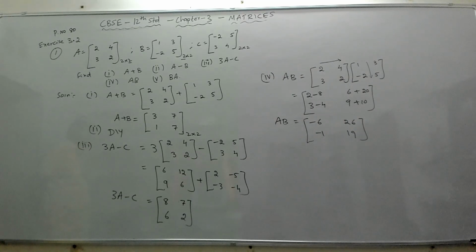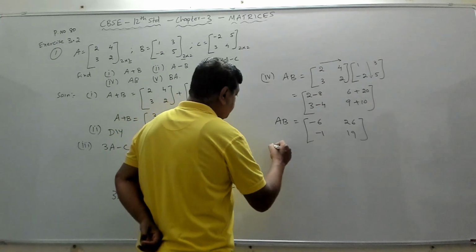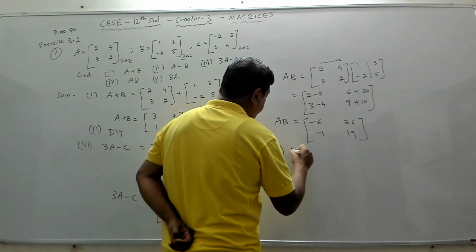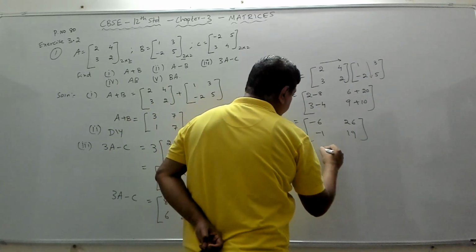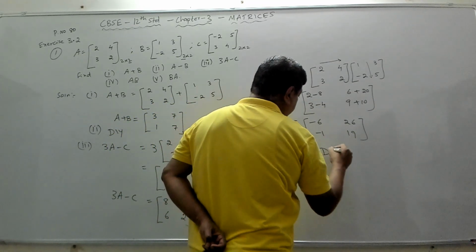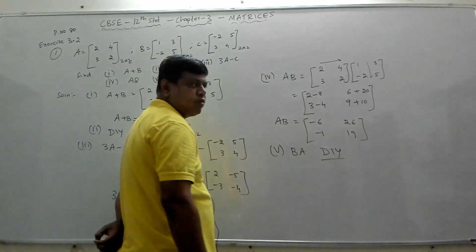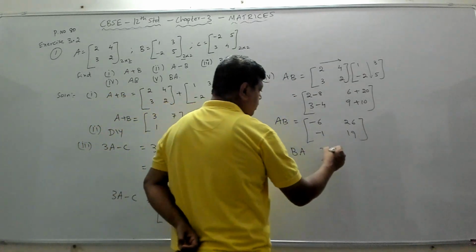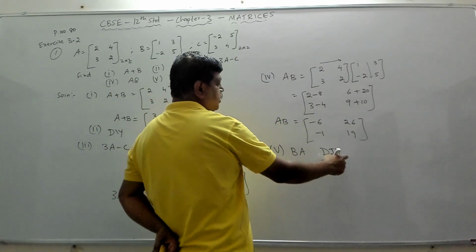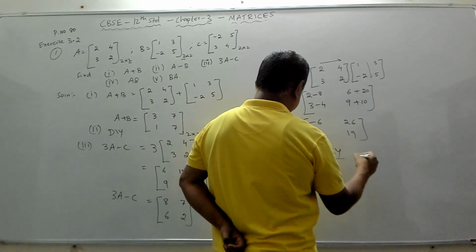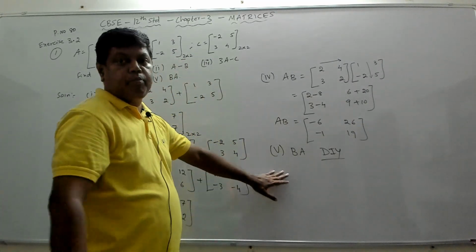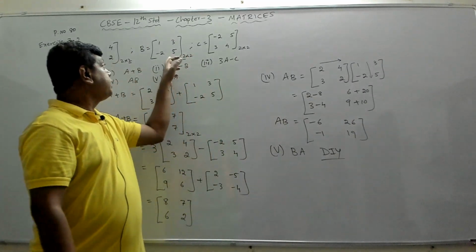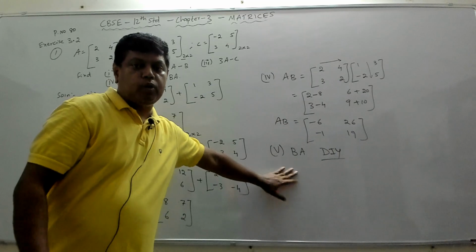Fine. So you can do this, and then for the fifth problem you can do it by yourself. You have to do B into A and find the matrix. Do it yourself, DIY. You can call it homework or whatever. You can try your BA. You can multiply B with A and do it by yourself.